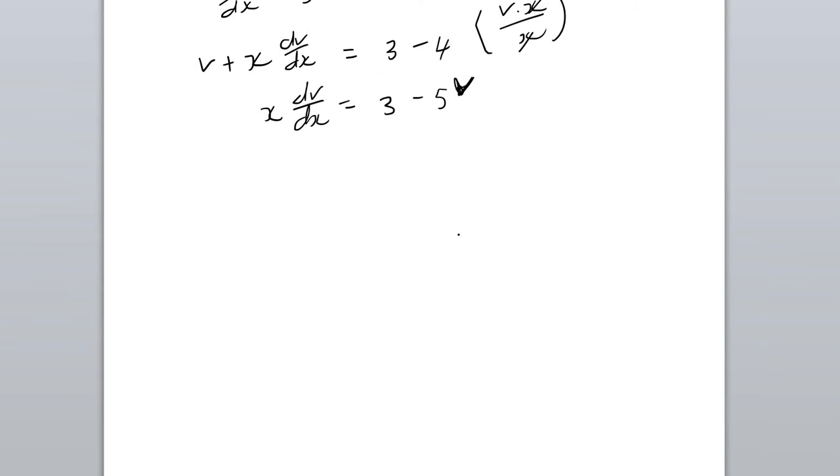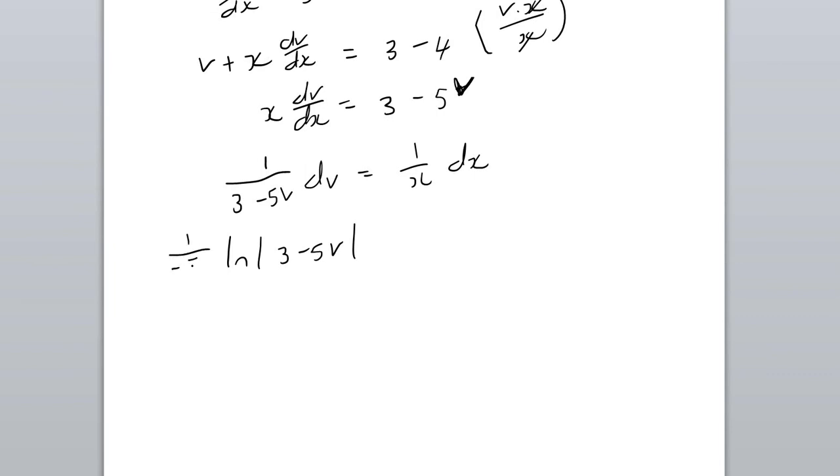Now let's go and separate the variables. So I'm going to have 1 over 3 minus 5v dv on the left hand side, and 1 over x dx on the right hand side. If I integrate this, remember previously when we integrated, we know that 1 over something is going to be the natural log of this. But, of course, I have to find the derivative of the inside, which is negative 5. The reciprocal of that is 1 over negative 5. So 1 over negative 5 natural log of 3 minus 5v is equal to the natural log of x plus c.